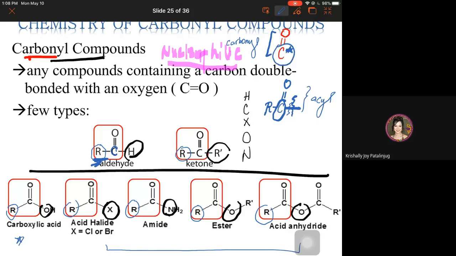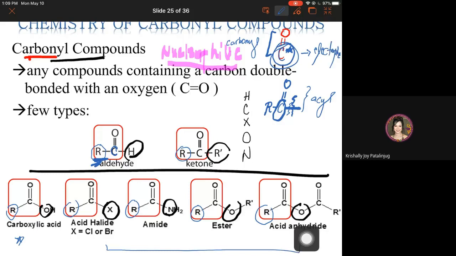Again, unlike alkene and benzene that undergo electrophilic type of reaction, carbonyl compounds undergo nucleophilic type of reaction, meaning a nucleophile will attack the carbonyl compound. Particularly, anong part ng carbonyl compound? The carbonyl carbon. Bakit siya yung target ng nucleophile in most cases? It is because yung carbon here acts as electrophile.